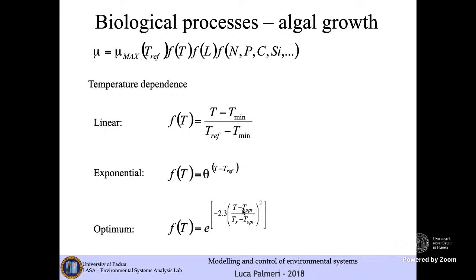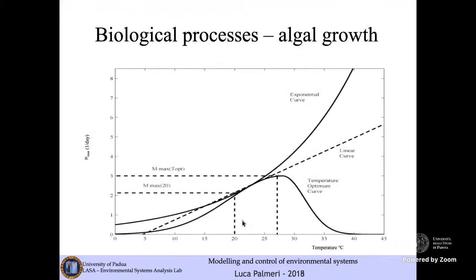In this case, the limiting function FT is made dependent on the exponential of these quantities. This is the difference between the actual temperature and the optimal temperature for growth, and Tx represents the minimum or maximum temperature allowed for growth, and then you have Tx minus the optimum as a normalizing factor for the optimum formulation of growth.